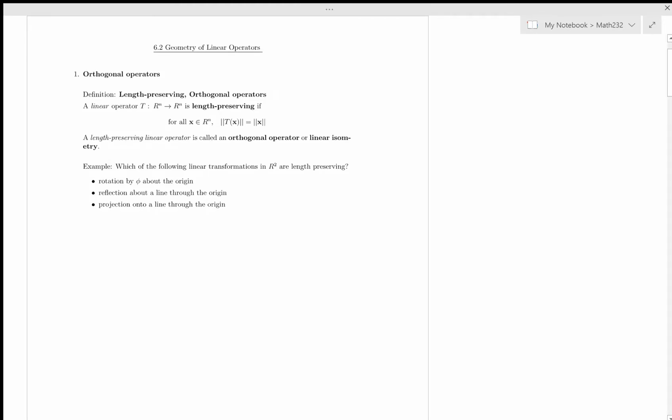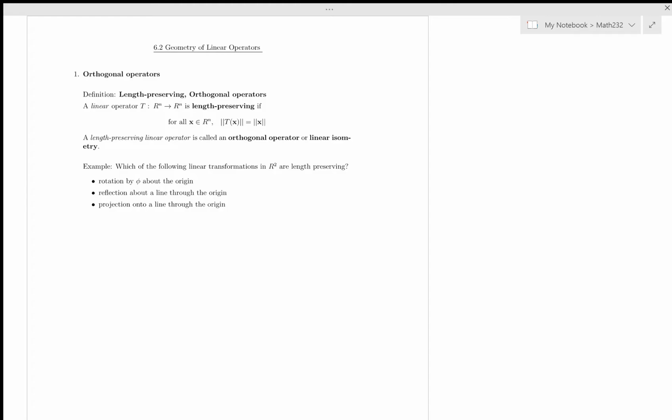It's Brennan Davison. I'm going to talk today about section 6.2, the geometry of linear operators. We're just going to cover the version in R2. We're not going to cover the whole thing again in R3. So we'll just head up to the end of R2.